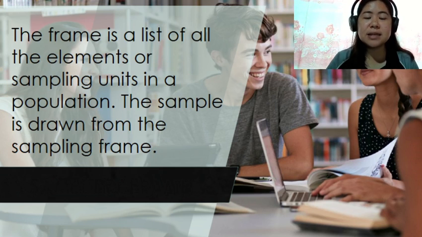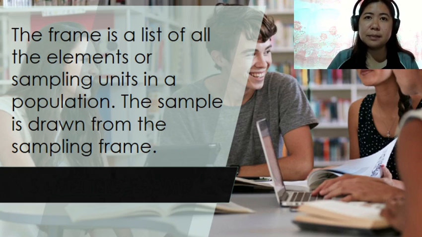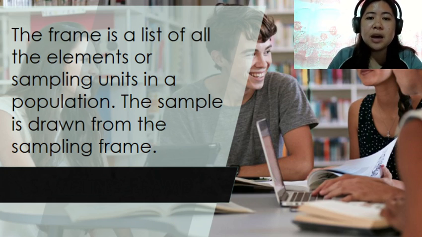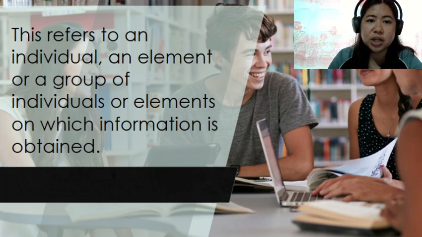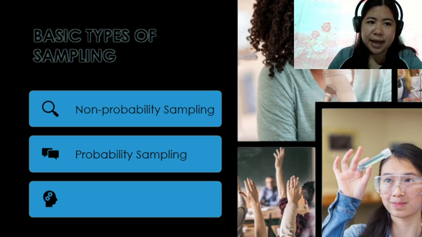Next one is the sampling frame. The sampling frame is simply the list of all the elements or sampling units in a population. So the sample is drawn from the sampling frame. To get your official sampling frame, you will have to write to the registrar to obtain a copy or a list of all of the students, or your population elements. Next one is the sample. This refers to an individual, an element, or a group of individuals or elements on which information is obtained.